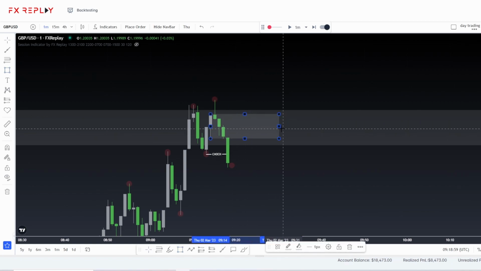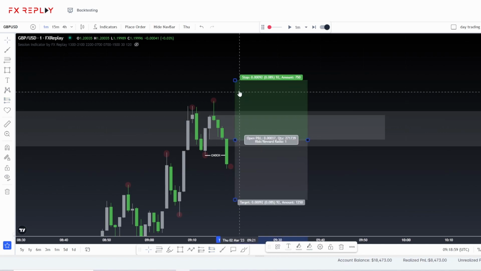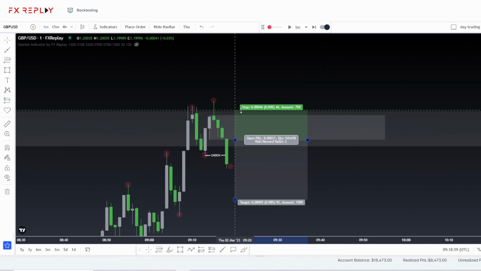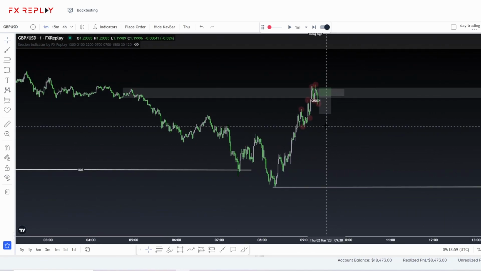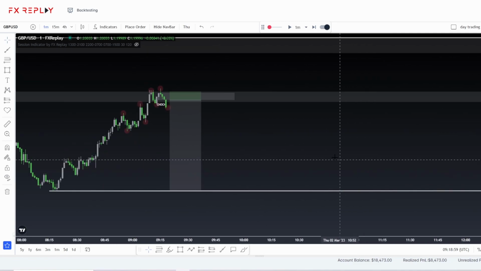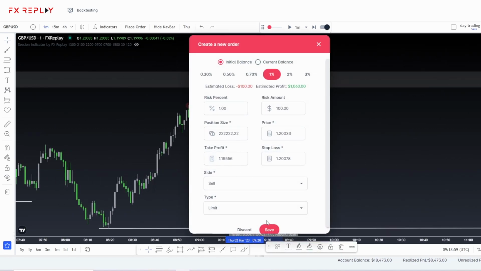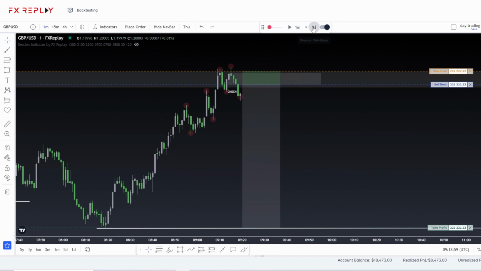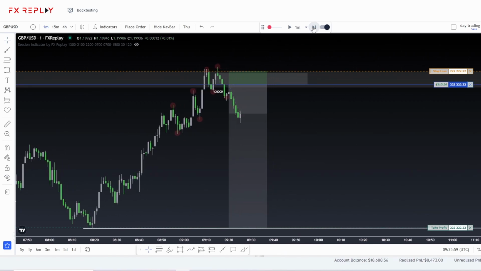So we would be looking to sell from here. Entry just there. Stop loss just above. Go with 4.5. And we shall target the low. Let's place this order. And we get tagged in there perfectly. Sniper entry.